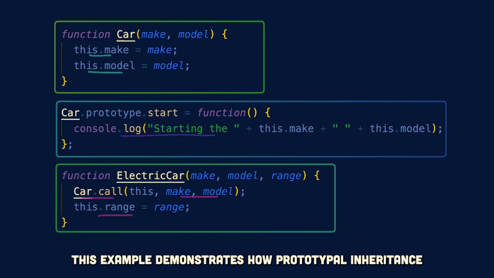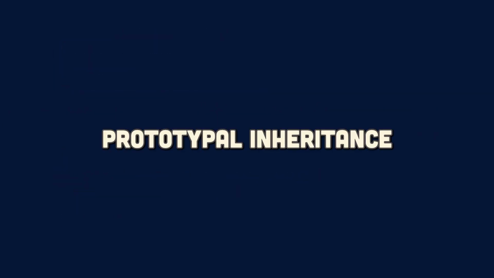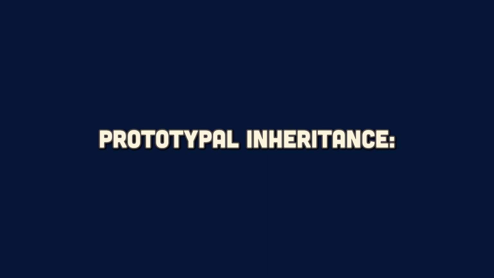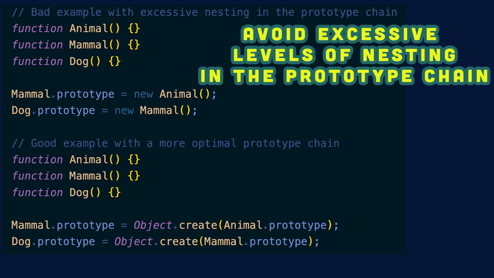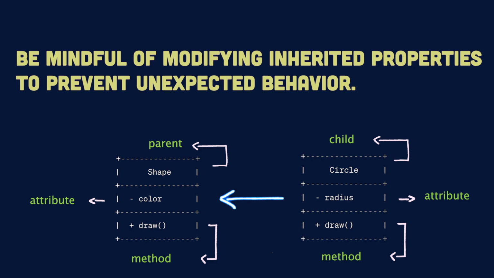This example demonstrates how prototypal inheritance allows us to inherit properties and methods from a parent object, modify inherited methods, and add new properties specific to the child object. Prototypal inheritance offers several benefits, such as code reuse, modularity, and extensibility. Here are some best practices to keep in mind when using prototypal inheritance. Avoid excessive levels of nesting in the prototype chain. Use inheritance to promote code reuse and avoid duplication. Be mindful of modifying inherited properties to prevent unexpected behavior.